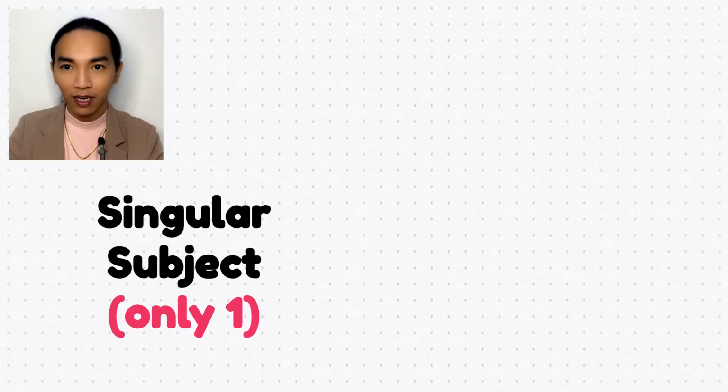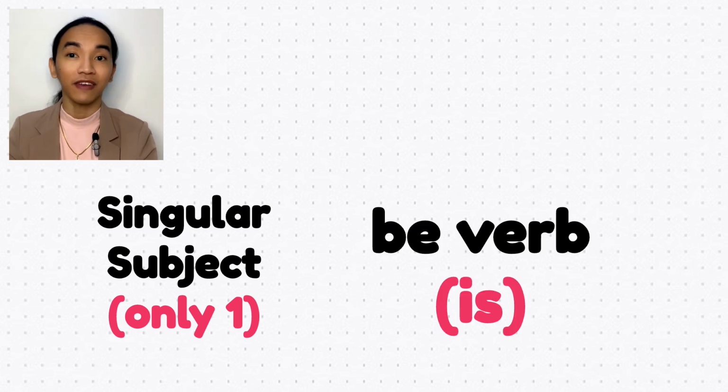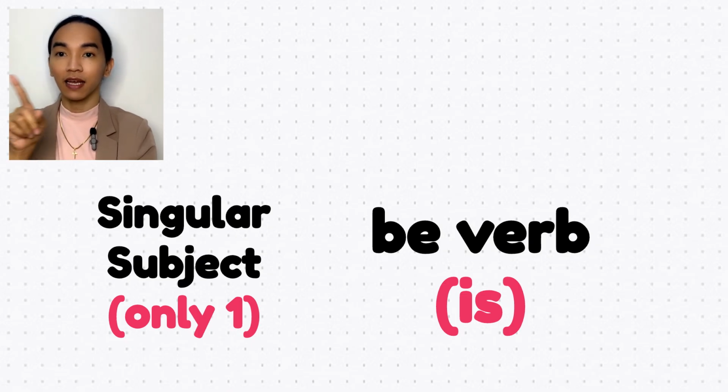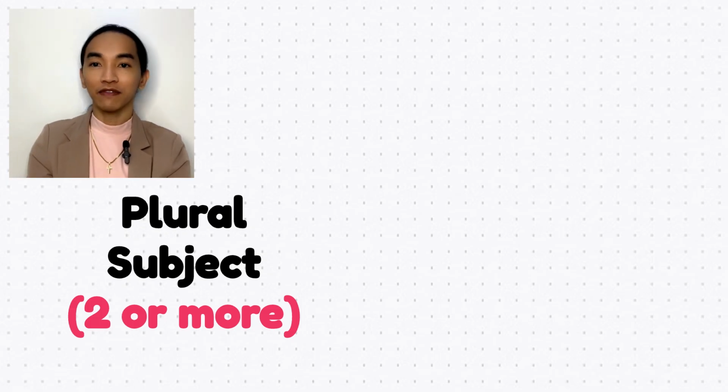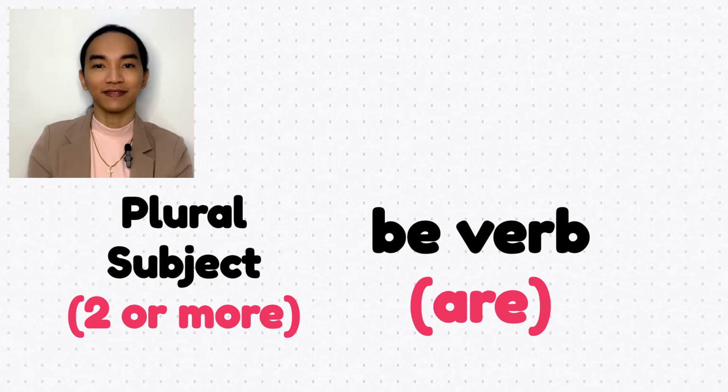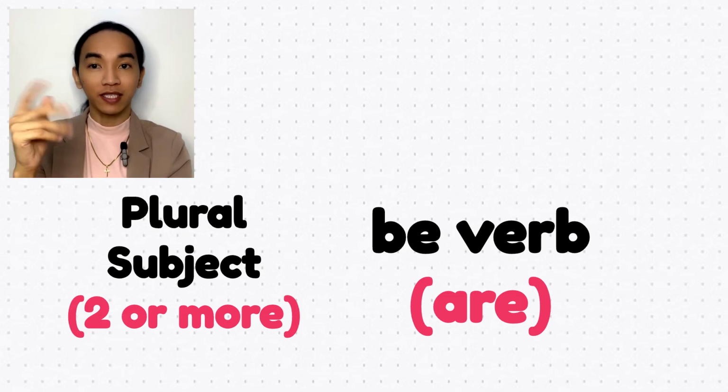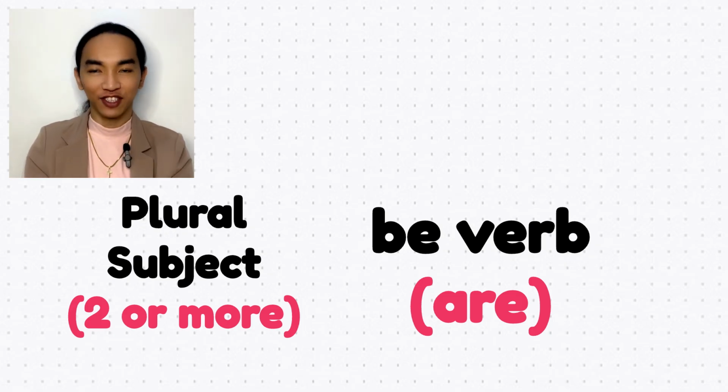Now, another thing that you have to remember is to look at your subject. So if your subject is singular, you have to use the be verb is. Singular subject, be verb is. Now, if your subject is plural, it means two or more subjects, then you have to use the be verb are. So are. Plural subject, are, and then verb ing.